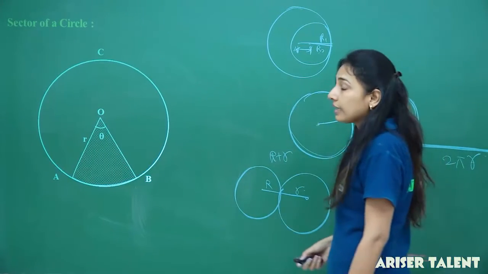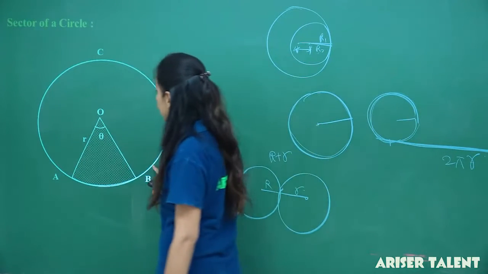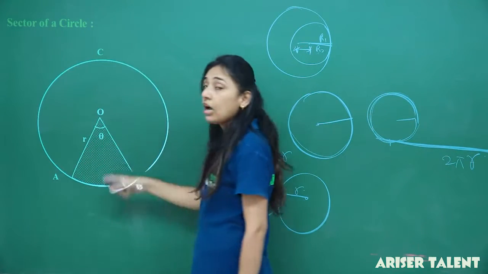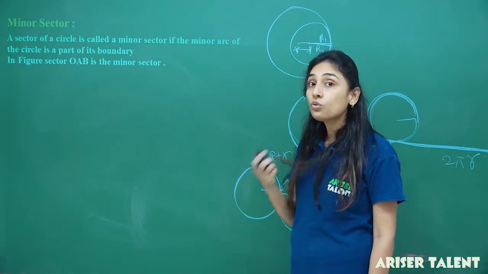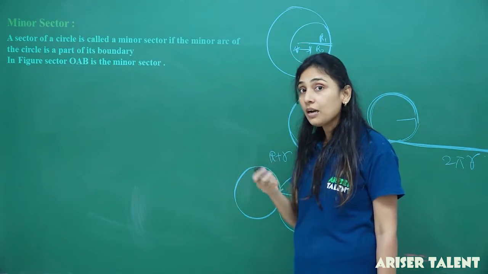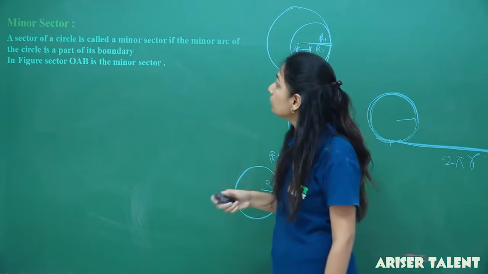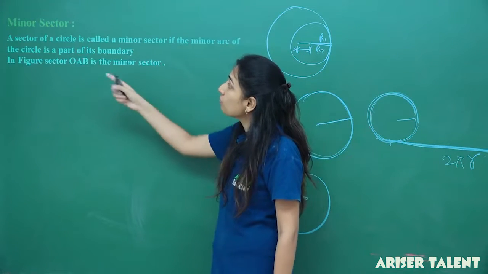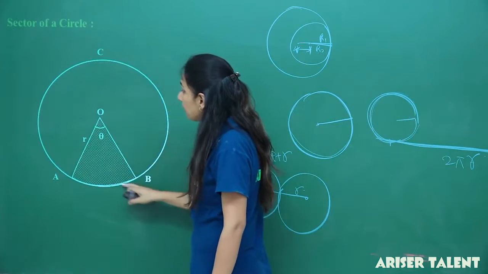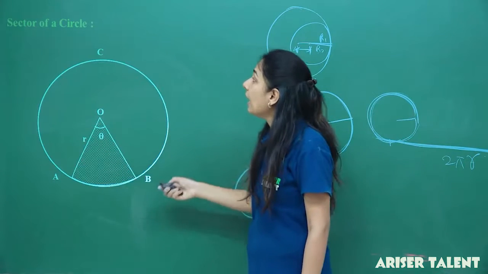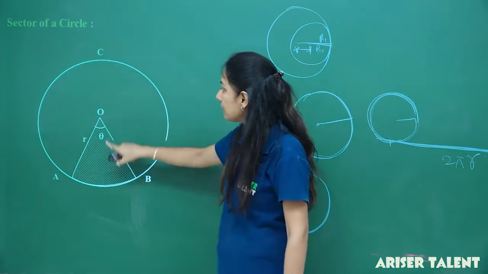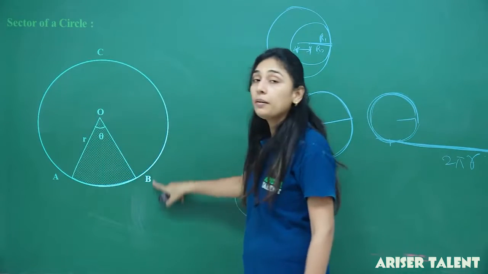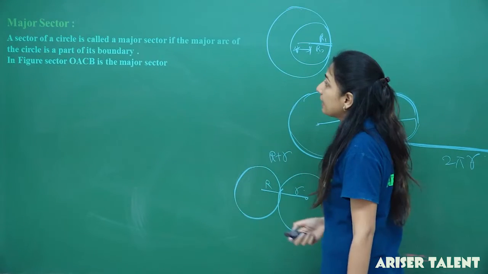Then we found out the sector. I have told you about the pizza and the sector. This sector's area will be pi r square theta by 360. So we have these two sectors. The minor sector is this one, with angle theta, and we have this major sector. Major sector is this complete area. This area is the minor sector and this area is the major sector.